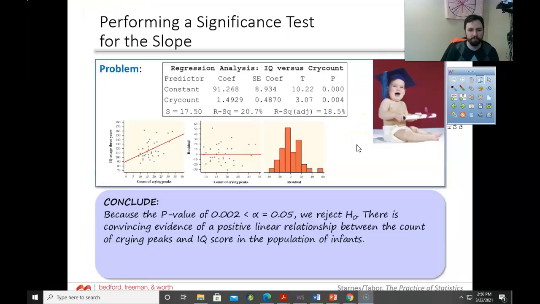So, can we make a conclusion? Yeah, we can. That's less than 0.05. So we can say there is evidence that there's a positive relationship between number of cries and IQ score in infants. And I've read this study before. It's pretty interesting. All right. So we reject the null that there is no linear relationship, and we say there is convincing evidence of a positive linear relationship, because that's what we were testing. Okay, we were testing whether or not there is a positive linear relationship. Now, if we did a two-tail test, we'd say there is some sort of linear relationship. All right.